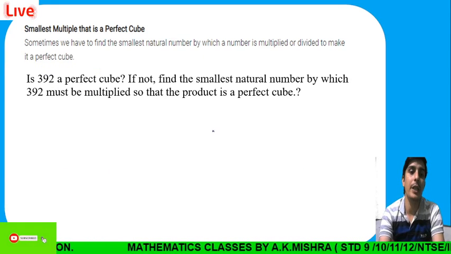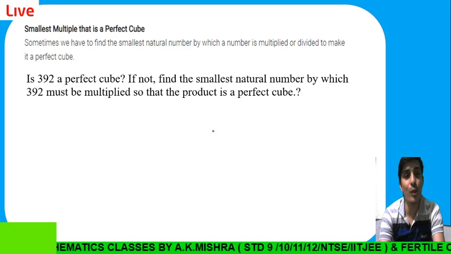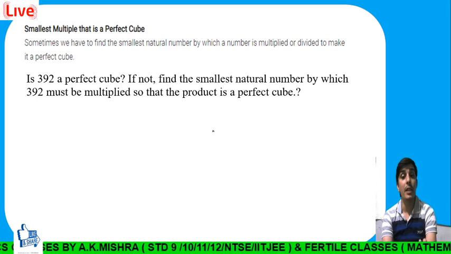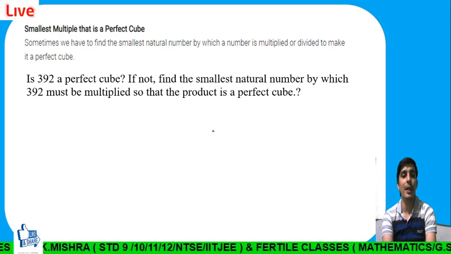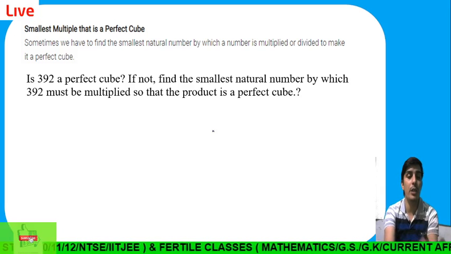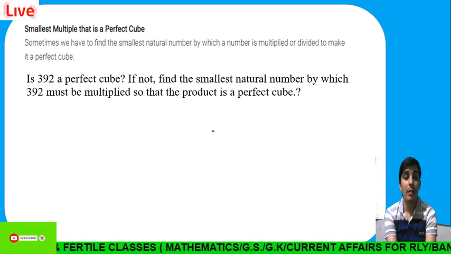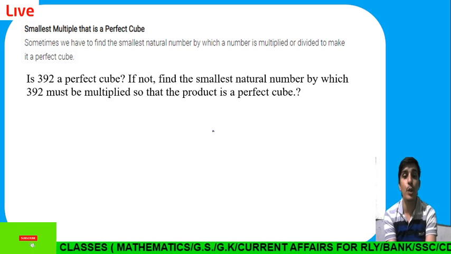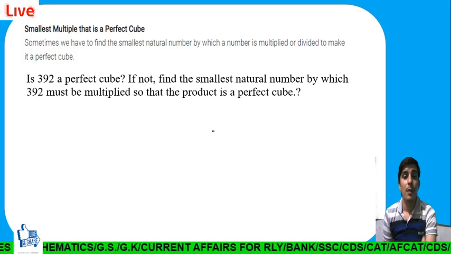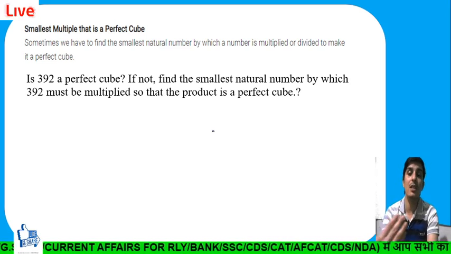Okay, right, guys? So now I am going to discuss the next concept, guys. There are so many questions asked in the examination. You can take the example, and the question is on the screen, guys. Is 392 a perfect cube? And if not, find the smallest natural number by which 392 must be multiplied so the product is a perfect cube, guys. Right? So this is very important.